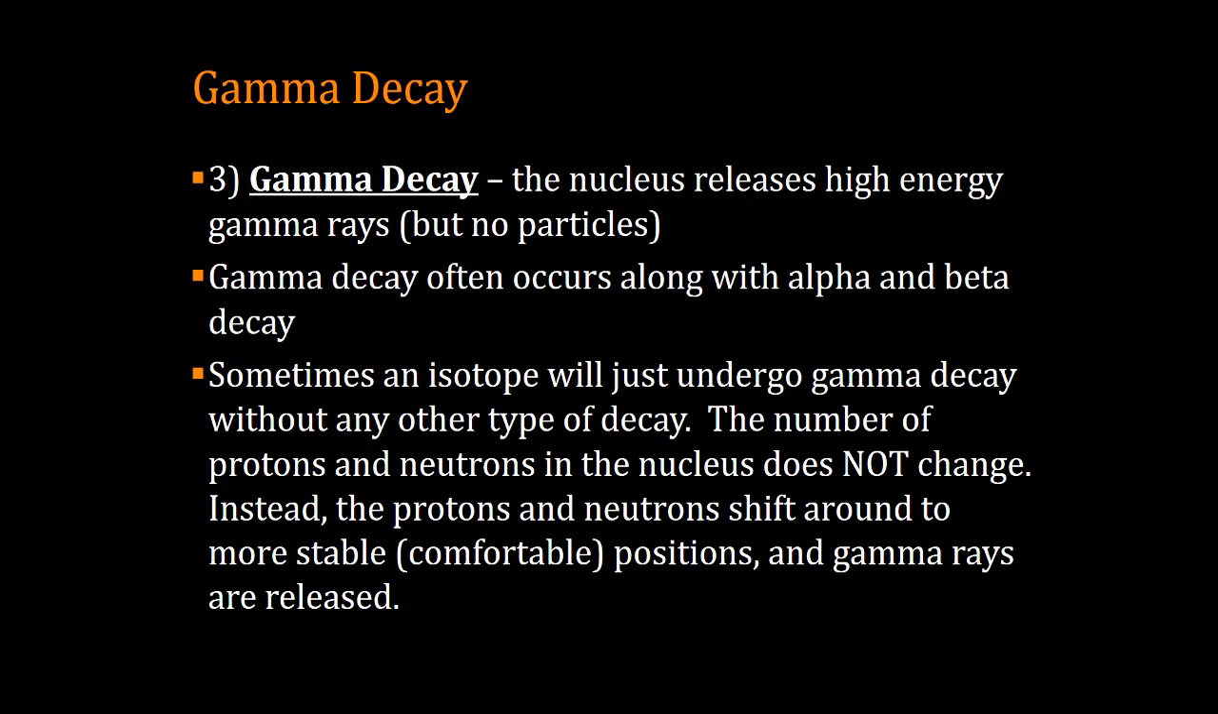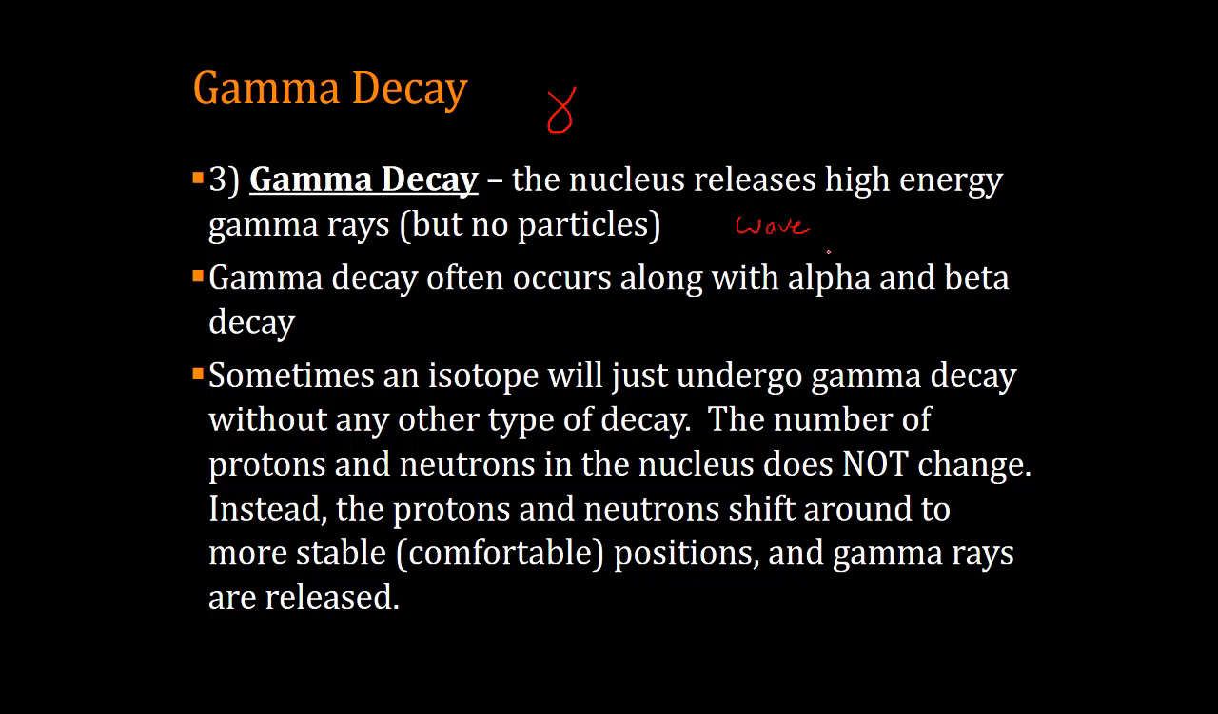We've looked at alpha and beta decay, which both involve the emission of particles from the nucleus, but they also involve the emission of energy from the nucleus. And sometimes we only get energy from the nucleus. That's what gamma decay is. So it's a high energy gamma ray, which is actually an electromagnetic wave.